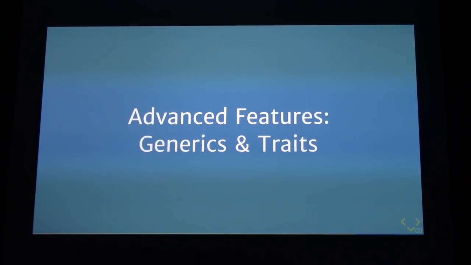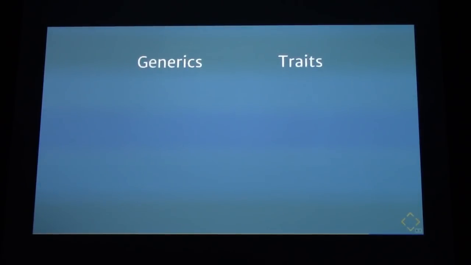The advanced features are such that they aren't required, but when you do come to need them, you're really glad that they're there. So the two features that I want to touch on are called generics and traits. And you may have noticed some angle brackets in some of the code that I showed you earlier for option and result. I'm going to explain what that is now.